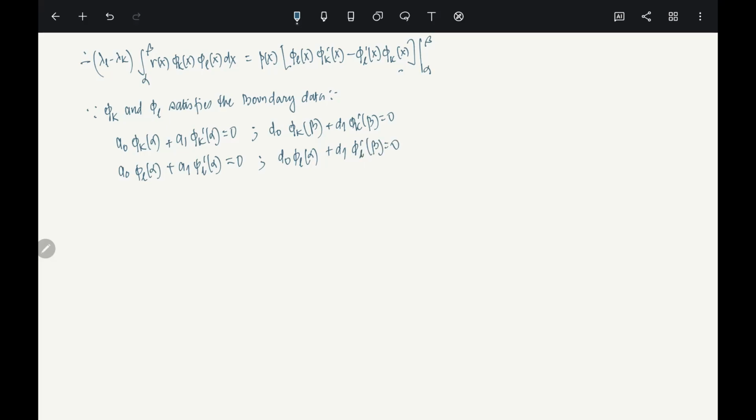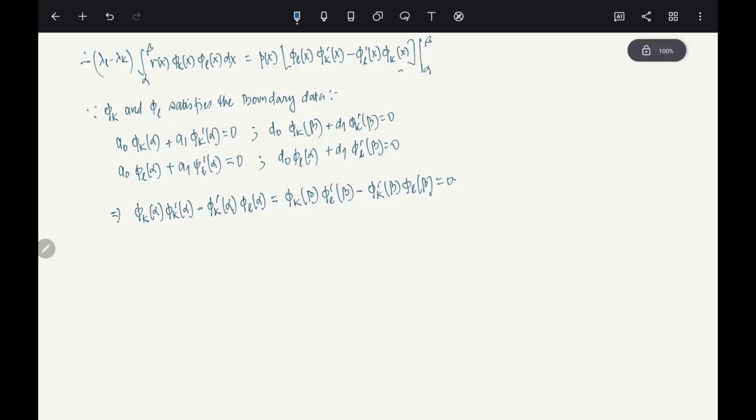Now you see, from these two conditions we have that phi k of alpha phi l prime of alpha minus phi k prime of alpha phi l of alpha is equal to phi k of beta phi l prime of beta minus phi k prime of beta phi l of beta, and this is 0, right? This is what we are going to get. Why are we going to get this? Can you understand what is happening here? See, the boundary data is satisfied, right?